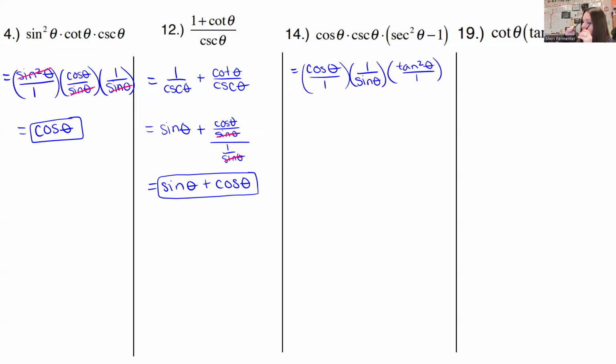Can I rewrite tangent? What if I rewrite tangent? Then we'll all be in terms of sine and cosine and things will probably cancel. So I got cosine over 1, 1 over sine, and then this would be sine over cosine.